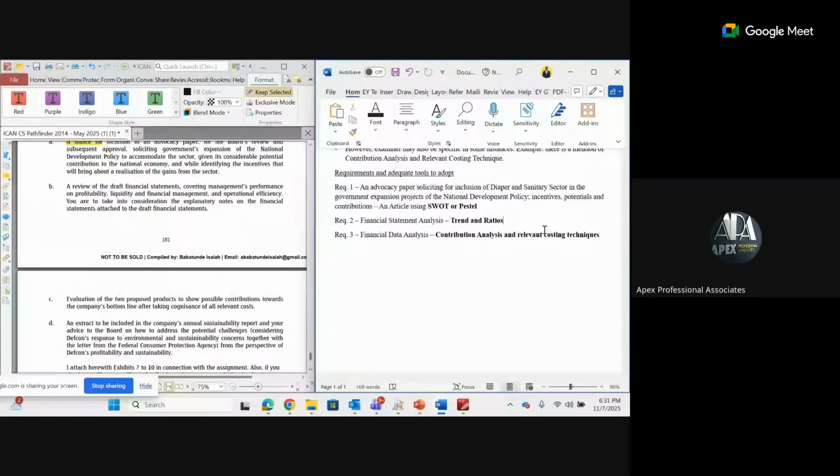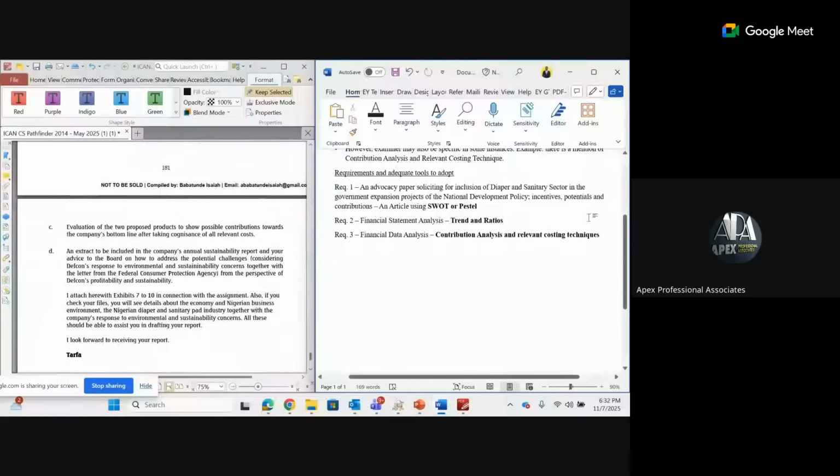But mind you, in order to come to a conclusion, you are just going to be considering the costs that are relevant. Some costs may be given, but they are not relevant to these products. So you will disregard them if they are not relevant. So we are going to be using relevant costing techniques.